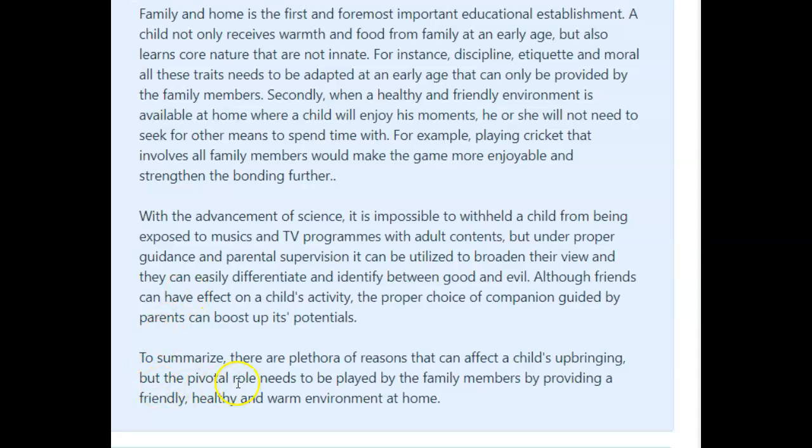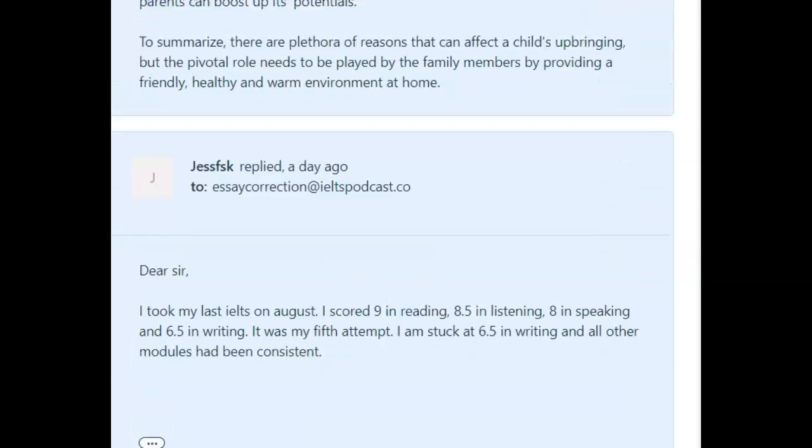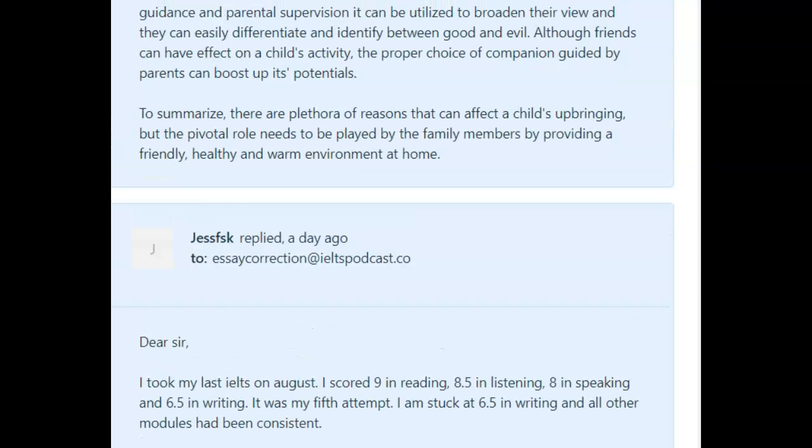So to summarize, there are a plethora of reasons that can affect a child's upbringing, but the pivotal role needs to be played by the family members by providing a friendly, healthy, and warm environment at home. That's fine. But like I said, this is problematic. And another thing that makes it problematic is that this is the paragraph that you actually support. So it should have come second. You need to reverse these two paragraphs because we talk about the side that we don't support first, and then we talk about the side that we do support. Okay.